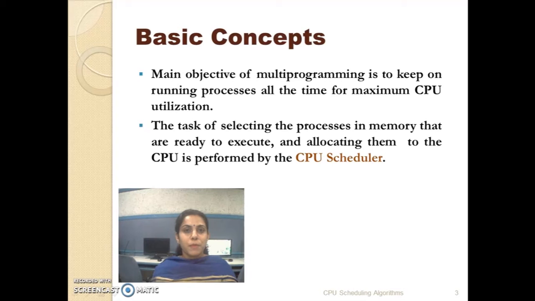Let's start with the basic concepts. Now, what is the main objective of any multi-programming operating system? It is to keep the CPU utilized for the maximum time. And it is achieved through the CPU scheduler. What the CPU scheduler exactly does is select the processes in the memory which are ready to execute and allocate them to the CPU.